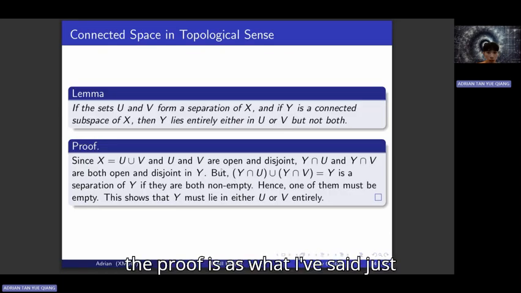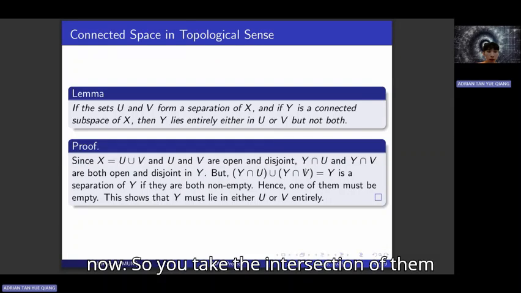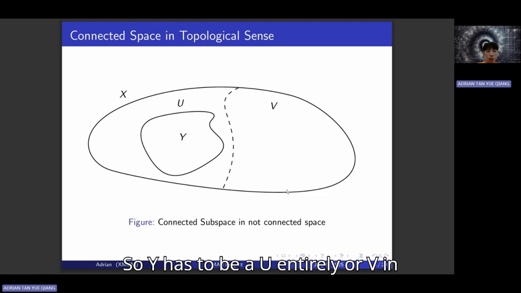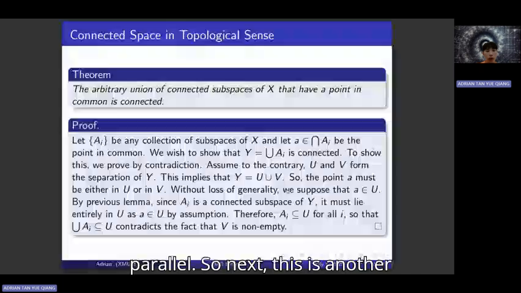So the proof is as what I've said just now. You take the intersection of them, and this shows that one of the intersections must be empty, else it will be a contradiction. So Y has to be in U entirely or V entirely.